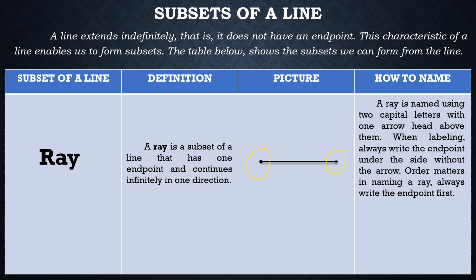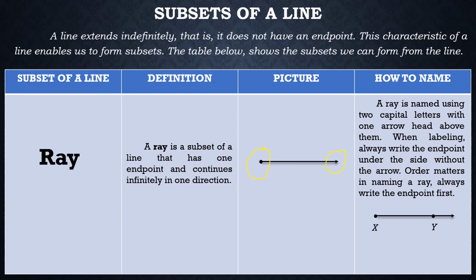A ray is named using two capital letters with one arrowhead above them. When labeling, always write the endpoint under the side without the arrow. Order matters in naming a ray. Always write the endpoint first.